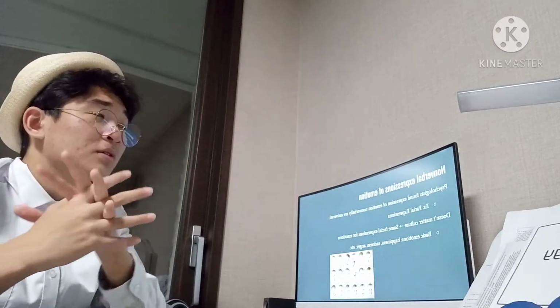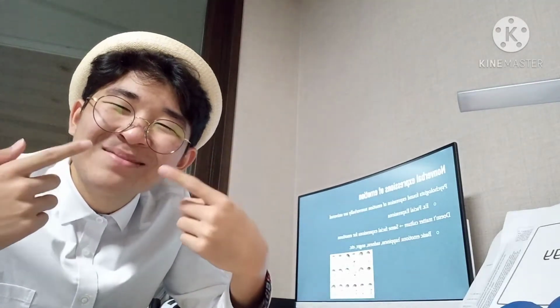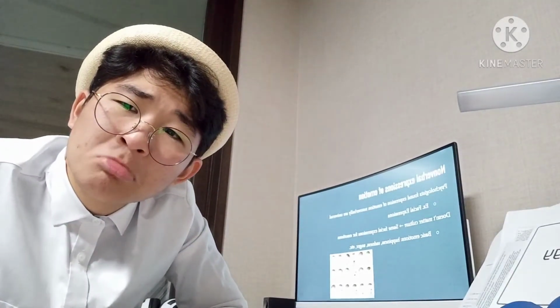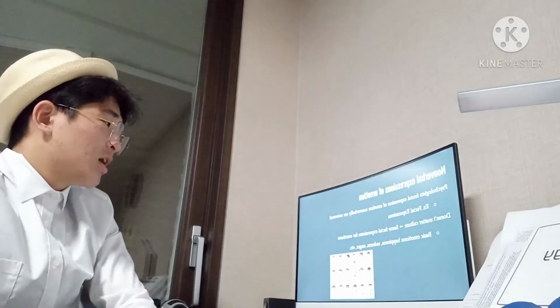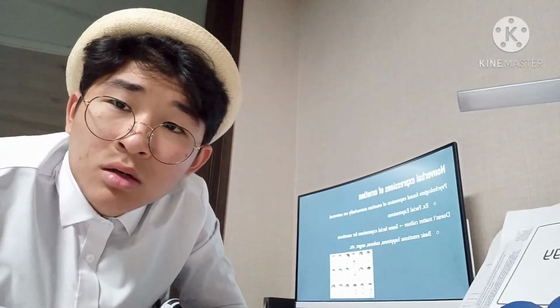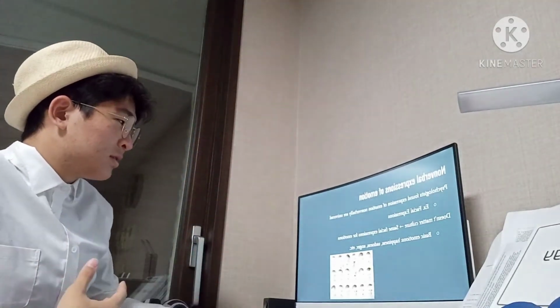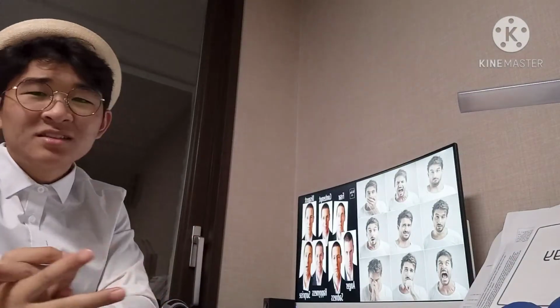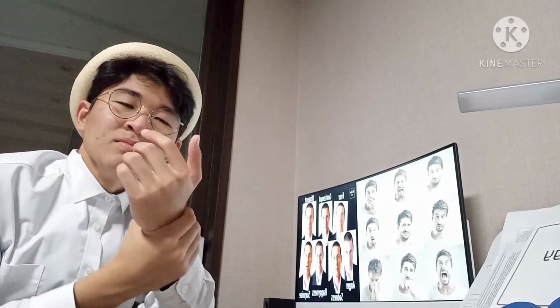Like the basic emotions: happiness, I'm happy; sadness, I'm sad; and anger, yeah, I like anger. So in this picture, you can tell which facial expression represents which emotion. So that's what non-verbal expressions of emotion is talking about.